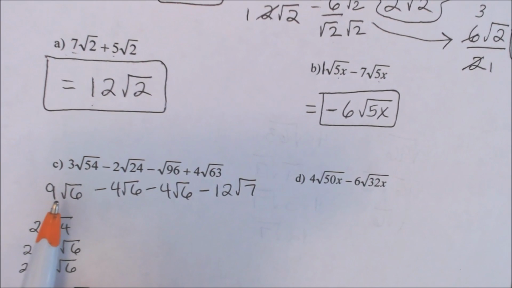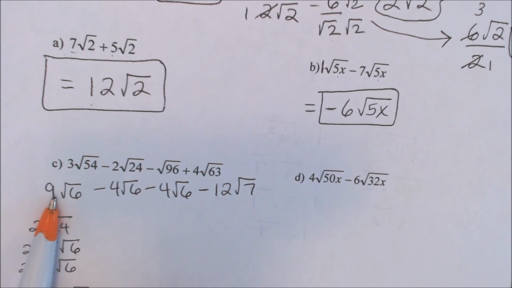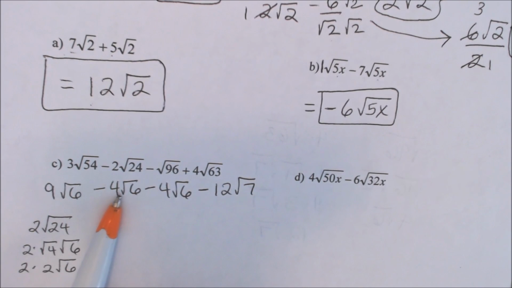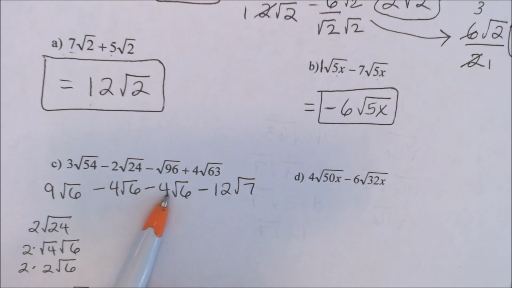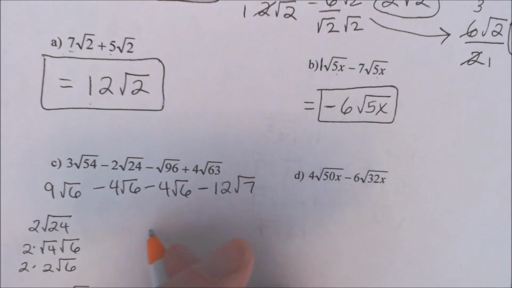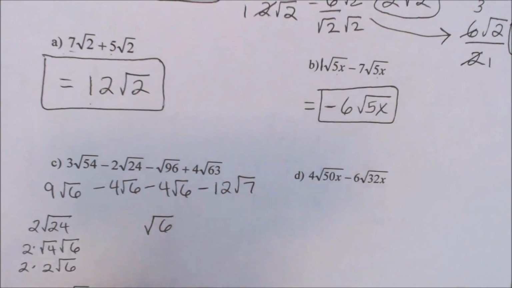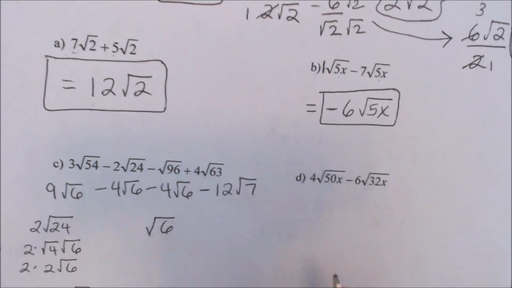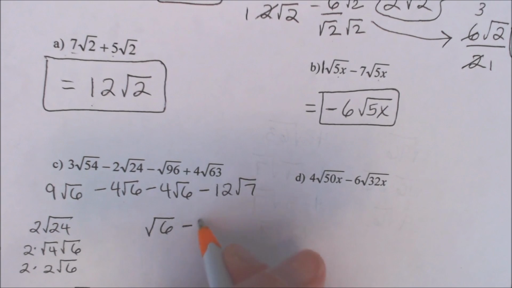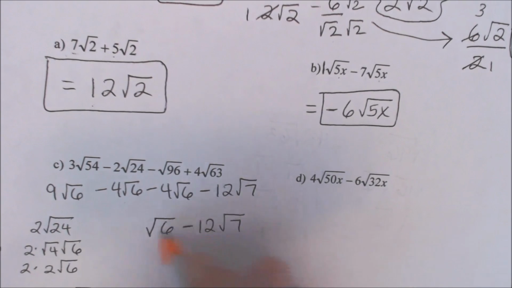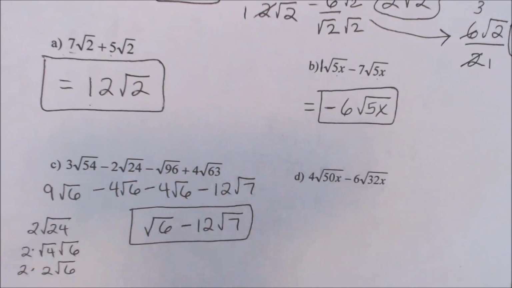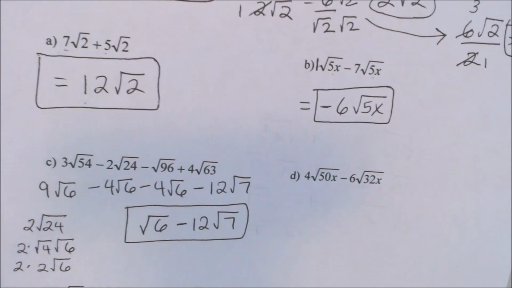Now look at what you've got. Anything that's a like term, we can go ahead and combine it. So 9 square roots of 6, take away 4 square roots of 6 is 5 square roots of 6. Take away 4 again is 1 square root of 6. So we've got 1 square root of 6, so there's an implied 1 in front. The 7, there's nothing else to combine that radical 7 with, so we have minus 12 radical 7. And that's as simplified as that gets.